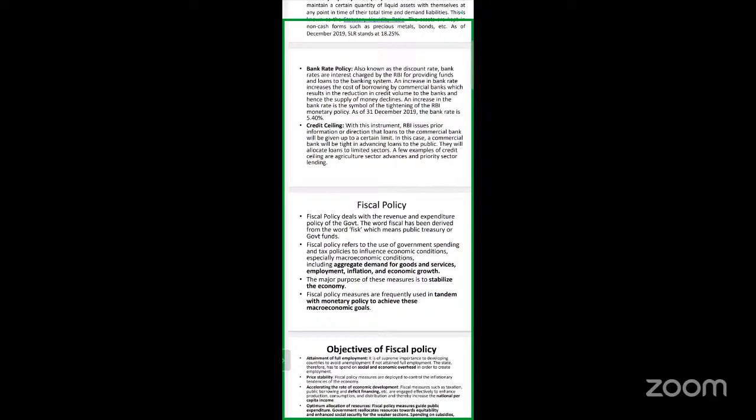Then the last is credit selling. Now, what is credit selling? RBI issues prior information or direction that loans to the commercial banks will be given up to a certain limit. In that case commercial banks will be tight in advancing loans to the general public, and they will allocate loans to limited sectors, a few, credit selling, agricultural sector advances, priority sector lending.